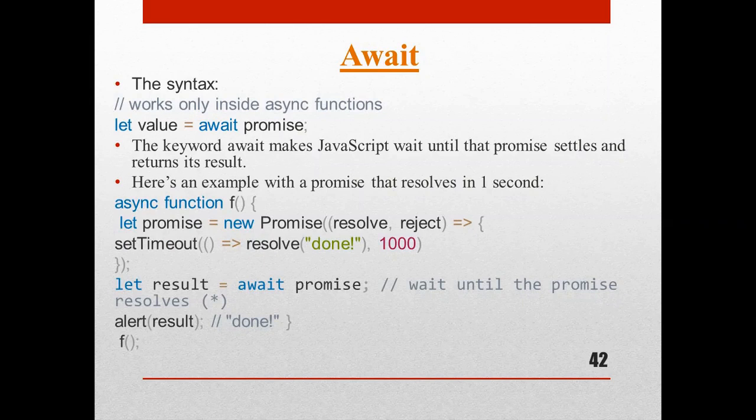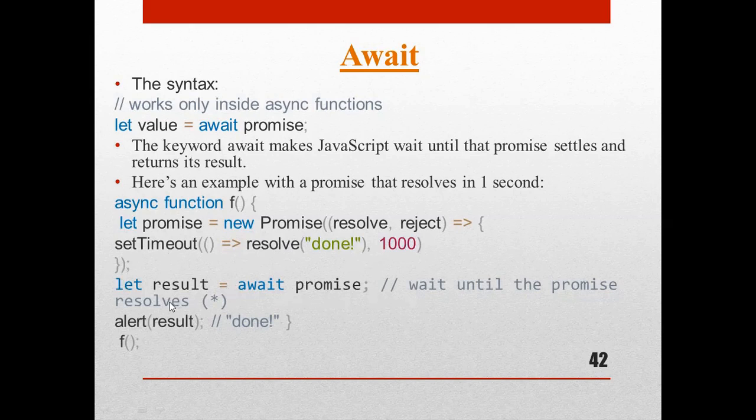So here is one example with a promise that resolves in 1 second. See async function f, let promise = new Promise. We have seen promises in the last session. Here it contains two parameters, resolve and reject. Let promise = new Promise(resolve, reject). It contains one method, setTimeout, with resolve done, comma 1000. This is the timer we are going to set, that is 1 second, and close this promise, and let result = await promise.